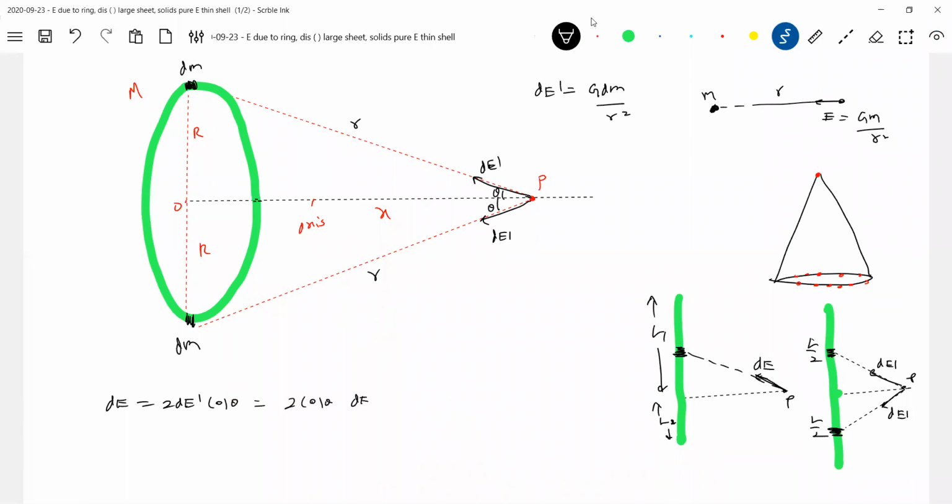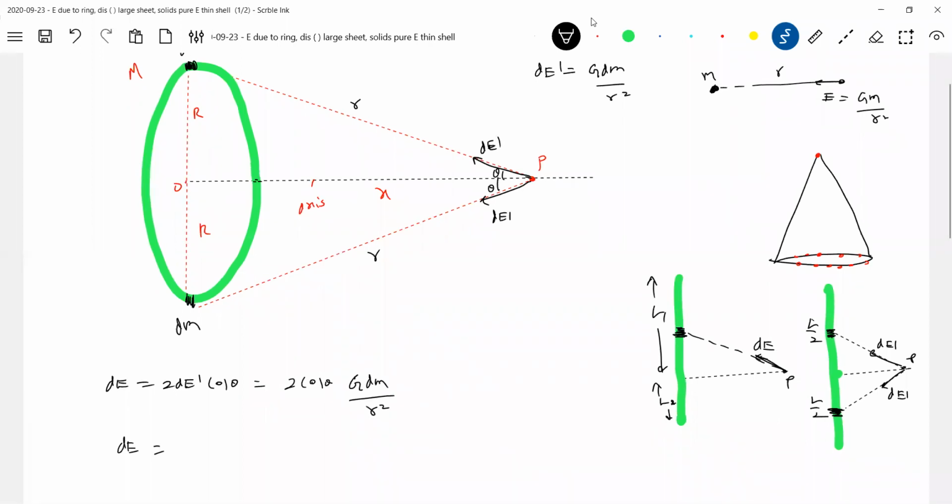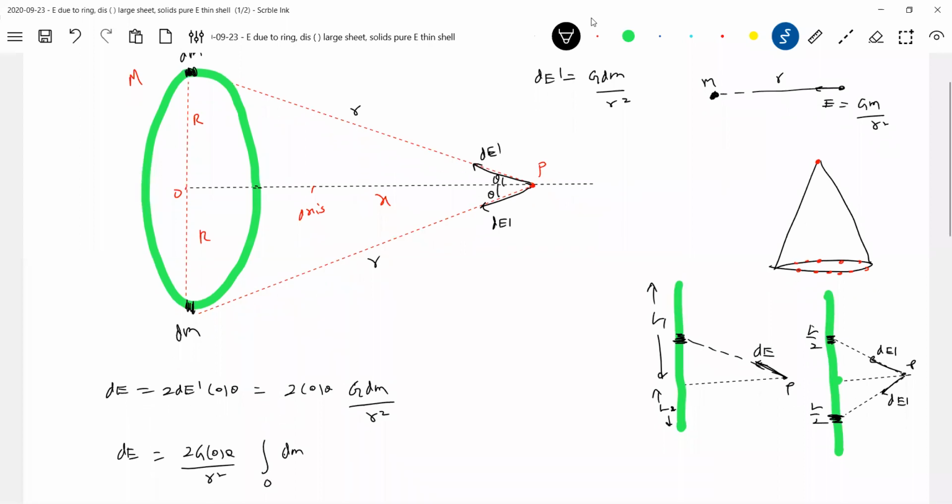Two cos theta dE dash. Okay, dE dash first we will expand. What is dE dash? G dm by r square. Here r is also constant, so only dm varies. What should be the total mass? Since we assume two elements, this will become 0 to m by 2.